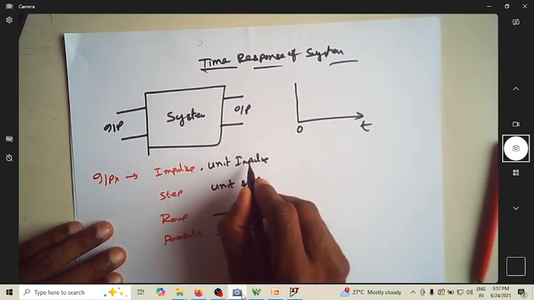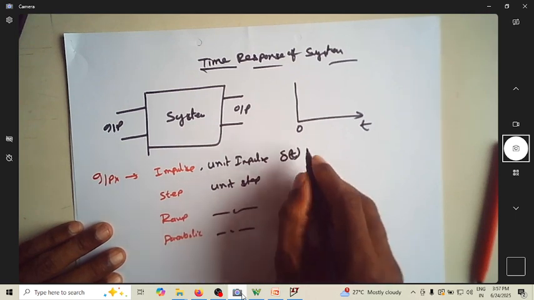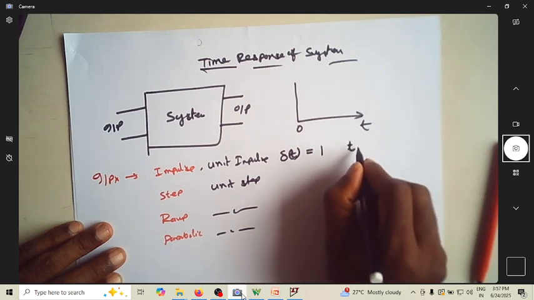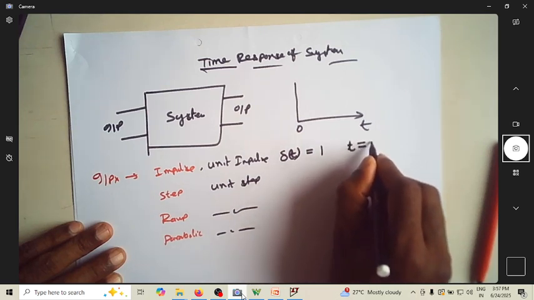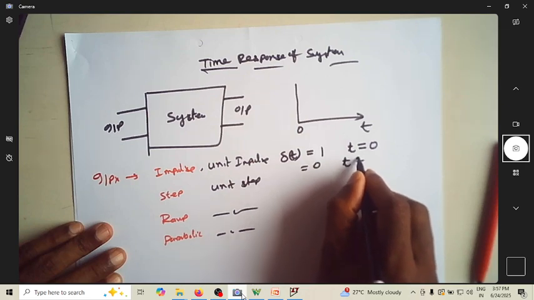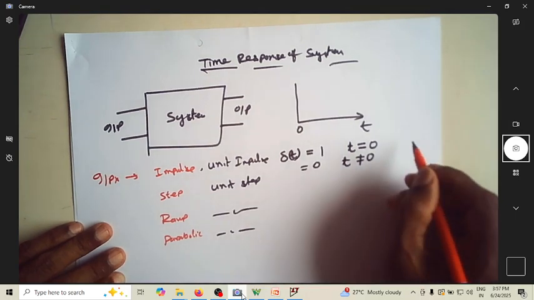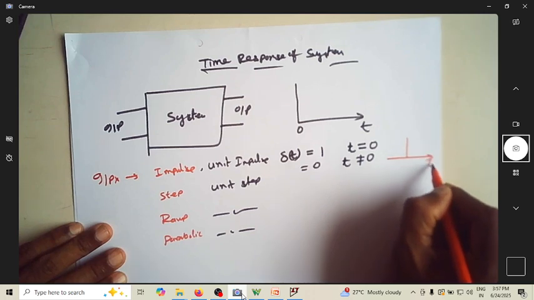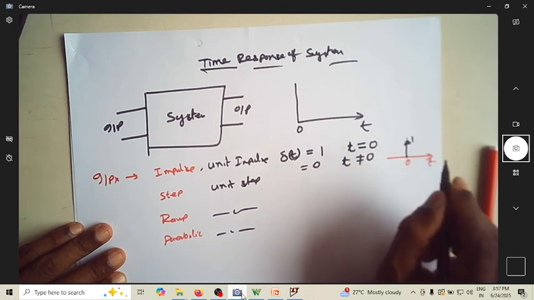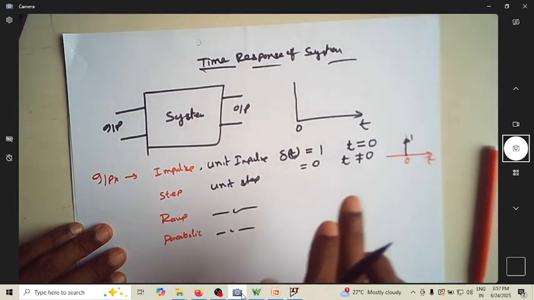Now, how do we represent this? The impulse is represented by a delta function whose magnitude is equal to 1 for t equal to 0, and its value is 0 for all values of t other than 0. So this is an ideal impulse signal which will be represented by something like this. If this is t, if this is at 0, then you are going to have a magnitude of 1 only at t equal to 0. Otherwise the input itself is 0.